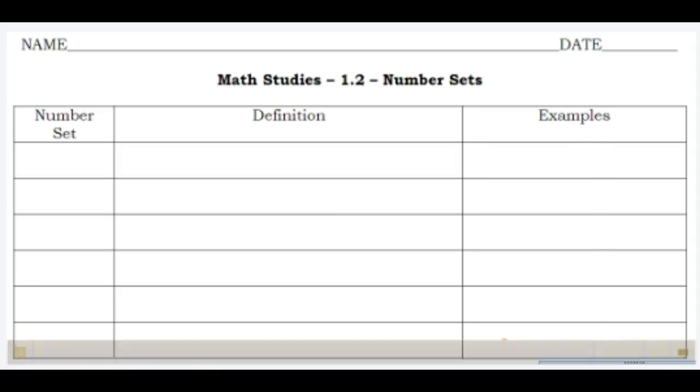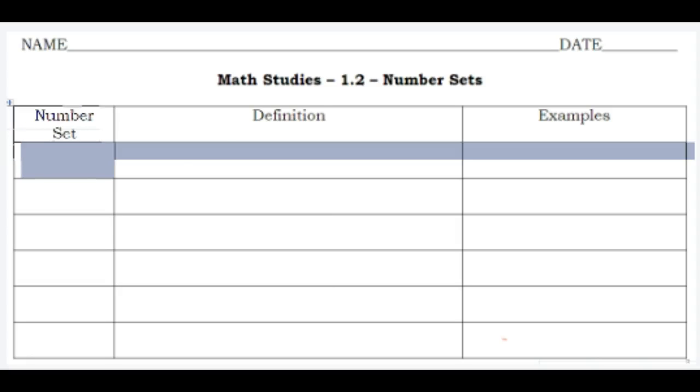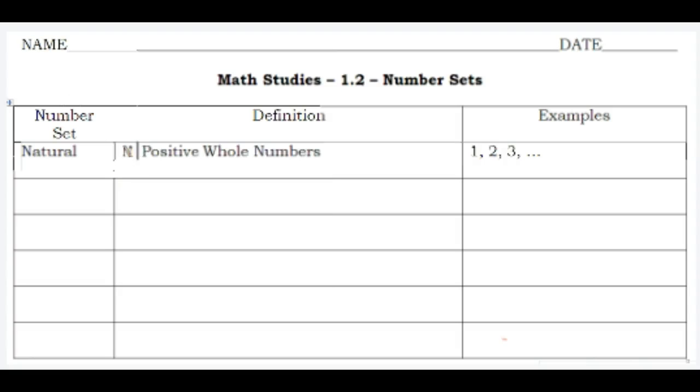This is Math Studies, Section 1.2, number sets. The first number set that we're going to talk about is natural numbers. A natural number is a positive whole number. So for example, 1, 2, 3, any counting number. The symbol for natural numbers is a bold-faced N or a double-backed N. On the worksheet, you'll see it as just a bold N because the key is kind of hard to find.